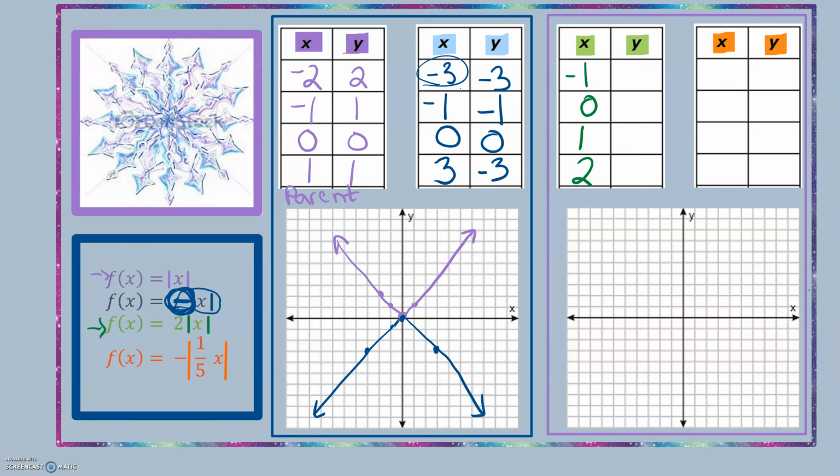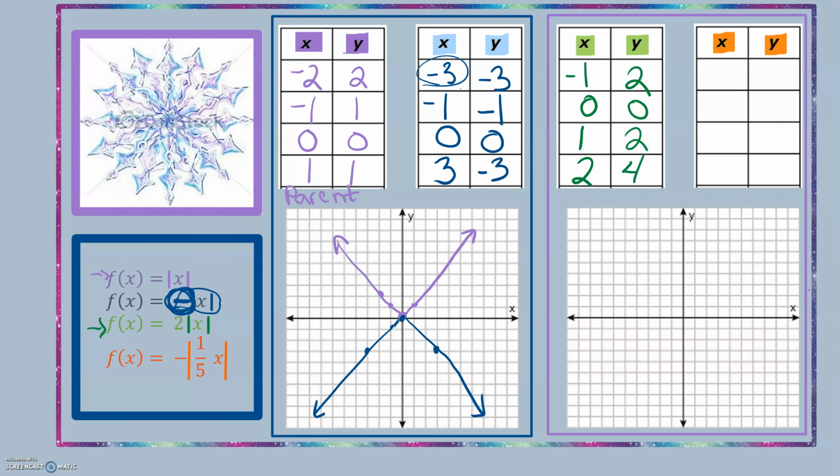The absolute value of negative 1 is positive 1. Positive 1 times positive 2 is 2. Absolute value of 0 is 0. 0 times 2 is 0. Absolute value of 1 is 1. 1 times 2 is 2. Absolute value of positive 2 times positive 2 is 4.